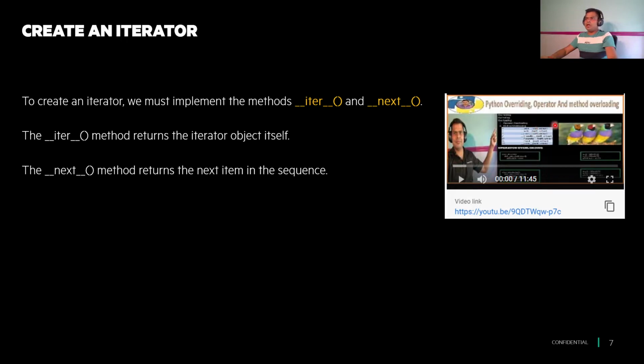One more thing I want to highlight: if you have not watched my video on Python overriding, then it's time to take a look at that video. In that video, I explained how we can do overloading, and I explained the len function. It's the same thing we'll be doing for iter and next. So if you have any difficulty, I highly encourage you to refer to my last video with the title Python overriding, operator and method overloading.